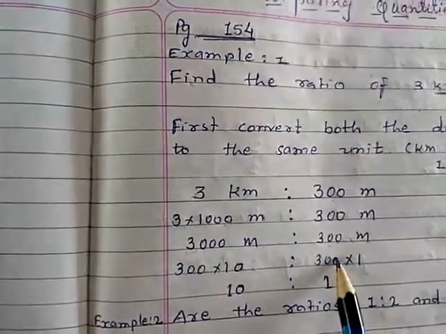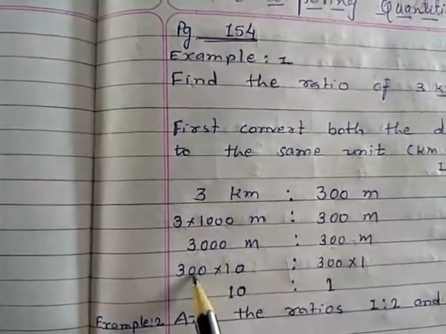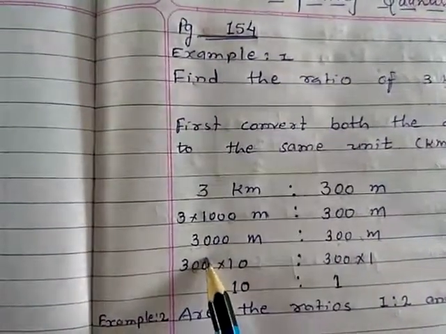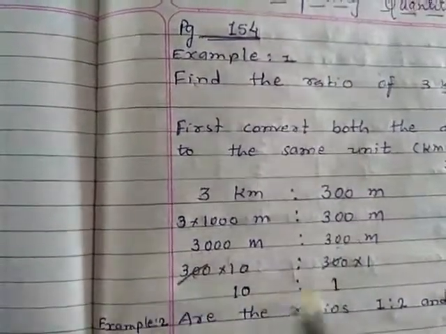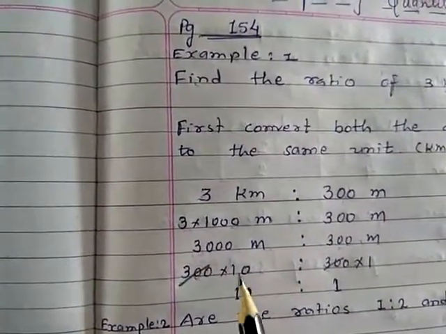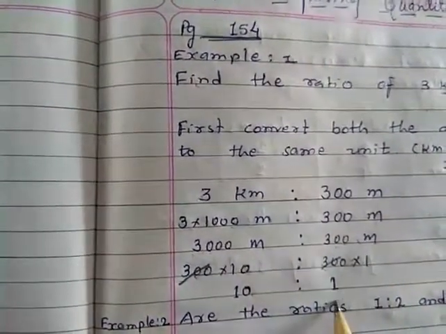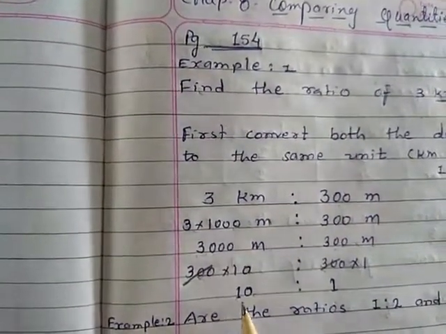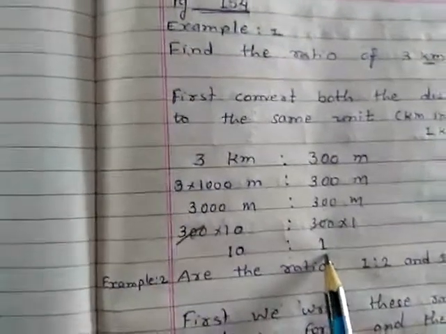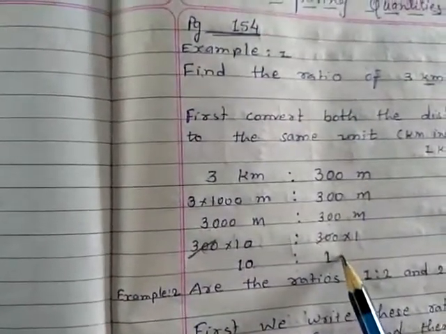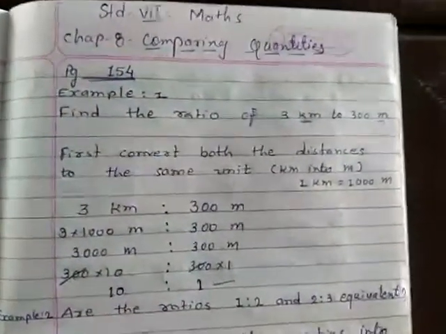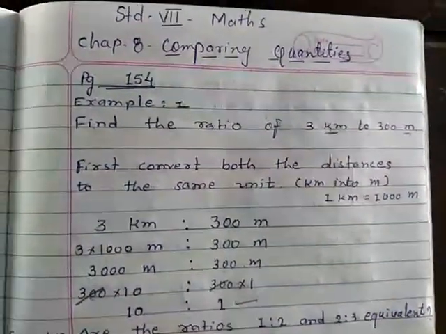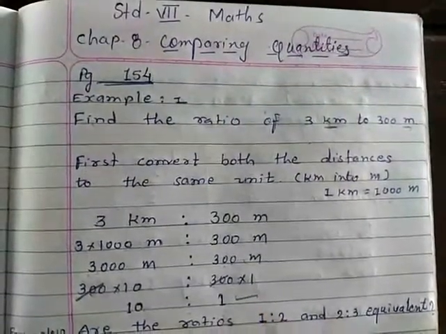Now just check which number is common here. 300 and 300, so we just cut 300 and 300 on both sides. Which number is remaining? Here the 10 and here 1. So we read this ratio as 10 is to 1. Here we get our answer. Okay students? You can take a snapshot from here to write the sums in your notebook.